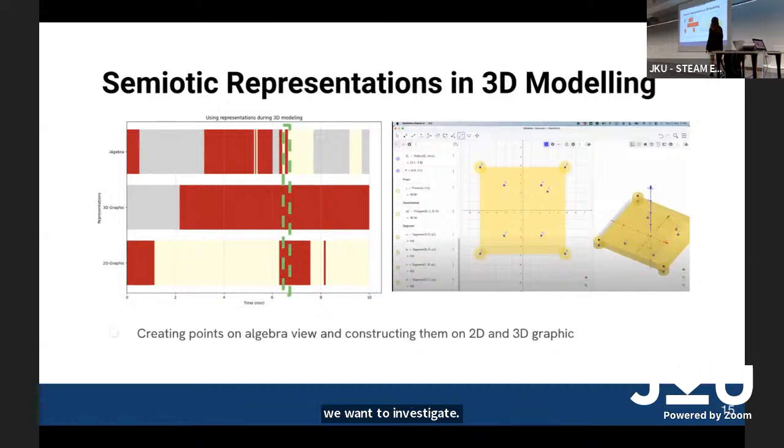The most important part was that you can see at some point, even if they were too short, he used three different representations together. He creates some points by using commands on GeoGebra algebraic view. He commands a point and he creates some points in 2D and 3D views. So it's a good opportunity to see how there is a connection between the other multiple representations.